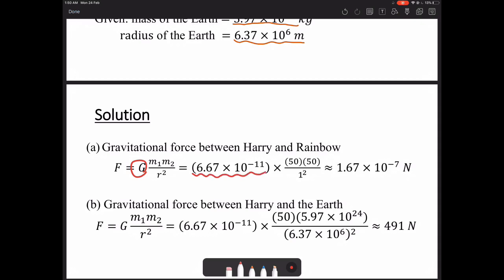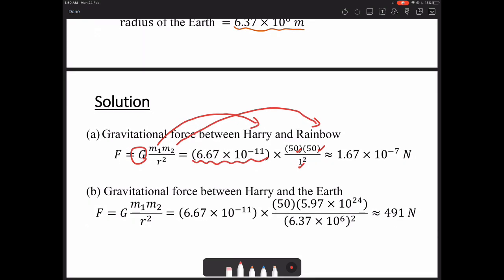So first, the gravitational force between Harry and Rainbow. Big G is a constant, we just substitute the number. m1 is the mass of Harry, m2 is the mass of Rainbow, and r is the distance between Harry and Rainbow, which is 1 meter. With everything taken into account, we get the result: 1.67 times 10 to the power of negative 7 Newton.